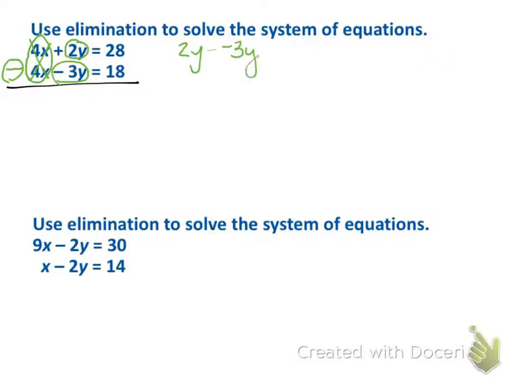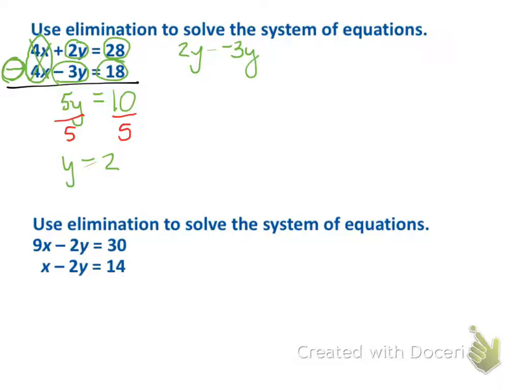Sometimes it helps if you write to the side. That would be a keep, change, change, so we're actually adding there. That's going to give us 5y. And then we're doing 28 minus 18, which gives us 10. Some quick solving. And y equals 2. Now we just have to find x.